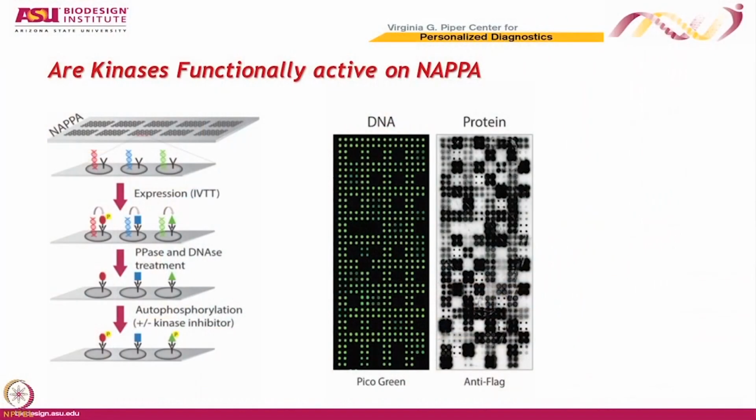Okay, so this is a NAPA array. And what we're going to do here is express proteins on the array. So first, here you see the array stained with PicoGreen, which by now you all know means it's the amount of DNA. And the fact that it's pretty even in its staining means that we did a pretty good job of printing.